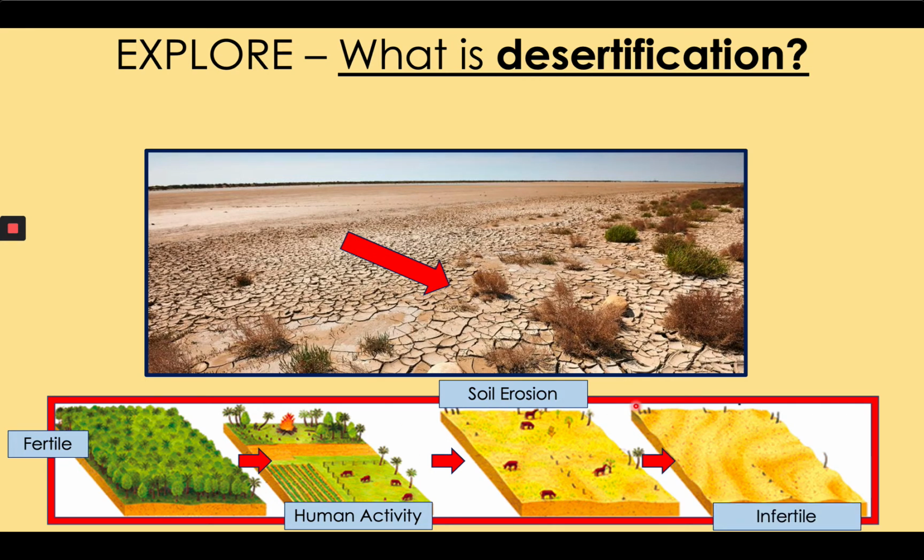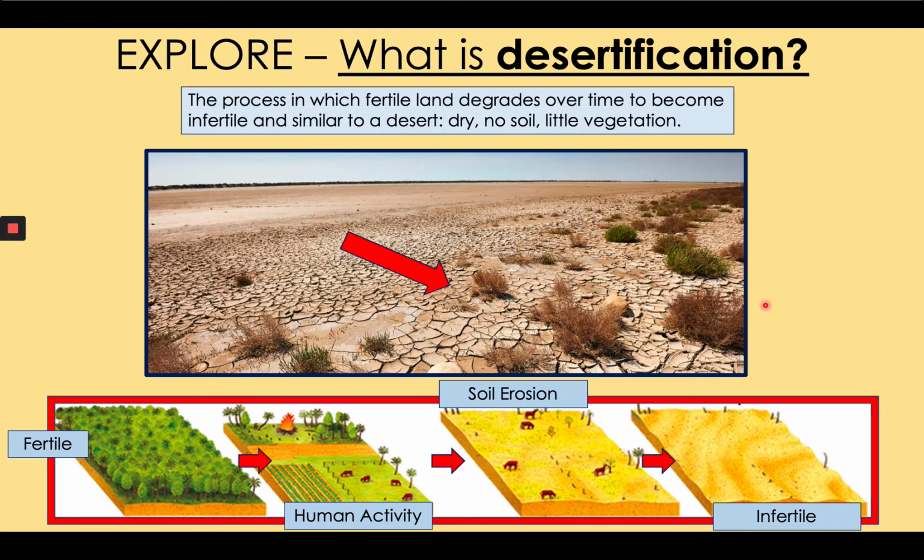As a result of soil erosion, the nutrients are lost, and so the land becomes infertile. It becomes like a desert. And so the formal definition of desertification is this. Please write this definition in your book so that you understand it.